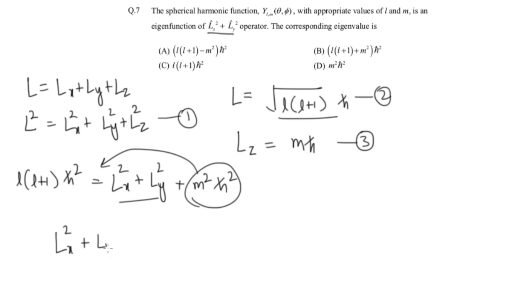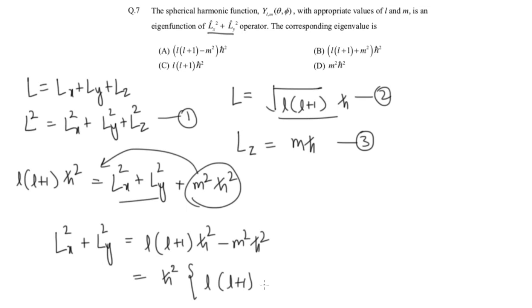So this will be like Lx square plus Ly square is equal to L plus 1 H cross minus M square H cross square. So what I have to do now, I have to take H cross as a common. So what I'm going to get is L plus 1 minus M square, right? So that's what I'm going to get, and this is the correct answer. So option number A becomes your correct choice.